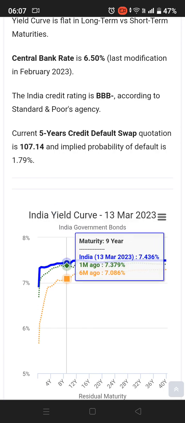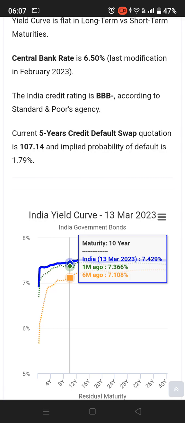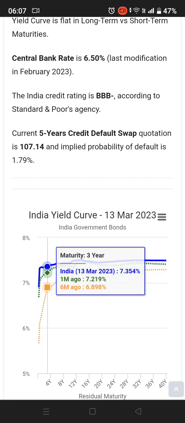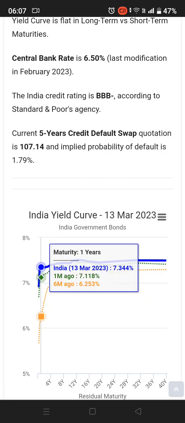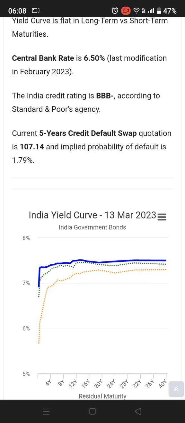And if you look at the 10-year, it's 7.429, and if you look at the 1 year, it's 7.34. So just a difference of 8 basis points. Now if the 1 year bond starts spiking, that could very well be the yield curve inversion for India. India is placed in a much better position compared to the US at this point.